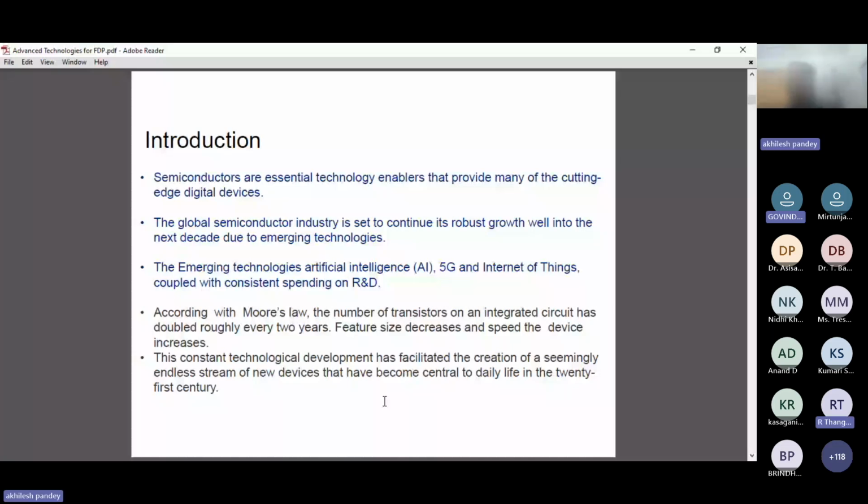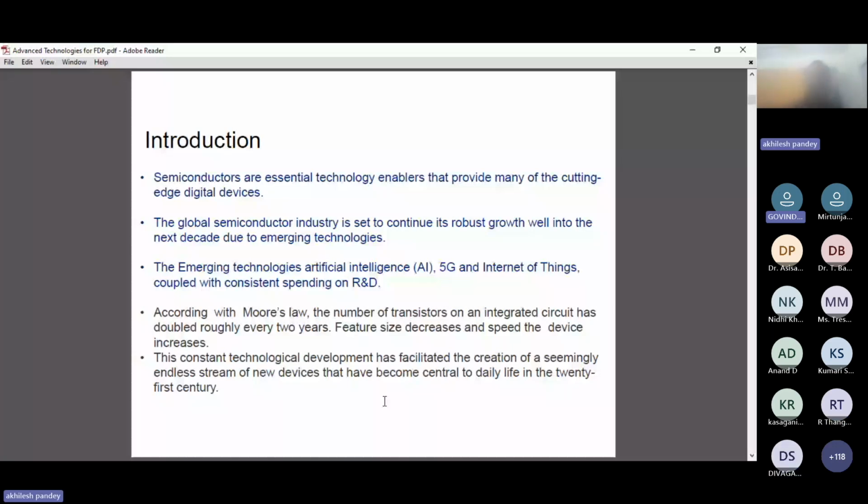Sir, not getting clear. Now, according to Moore's law, the number of transistors on the integrated circuit has doubled roughly every 2 years. Sir, echo is coming. One will be mute, one will be used, sir. Okay. Actually, I have used another device. Yes, sir. One device you can use for PPT, and one device you can mute. Yes, I have done, sir. You can carry on. Now you can go ahead, sir.